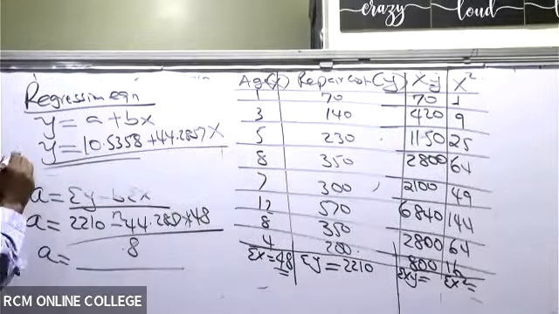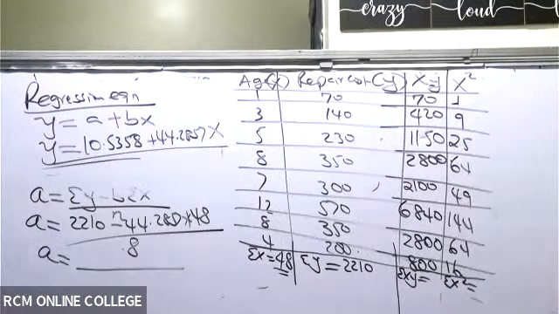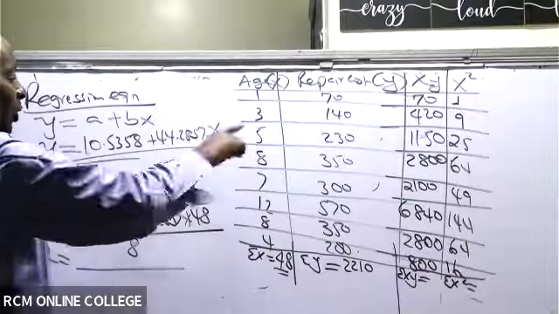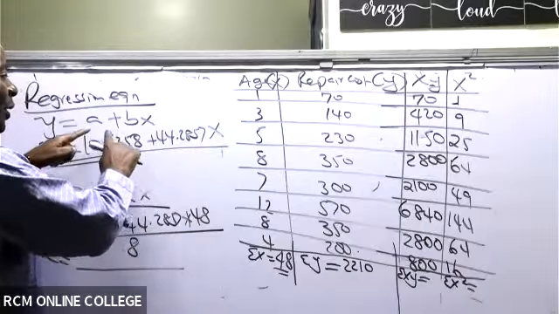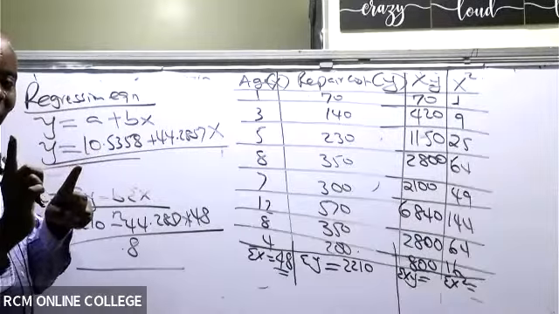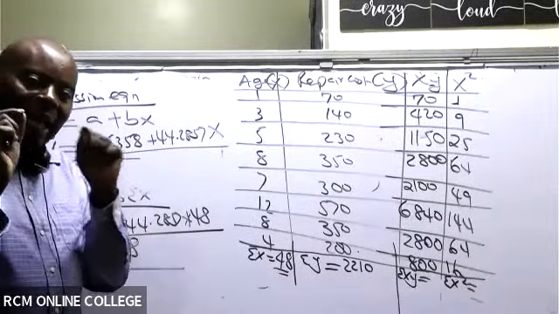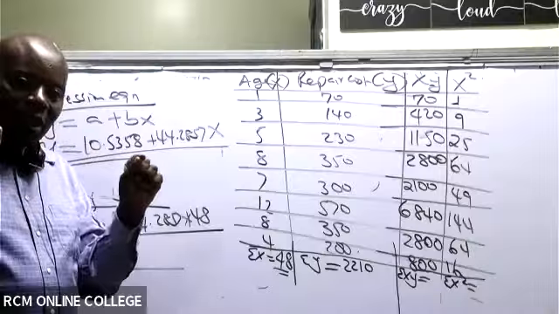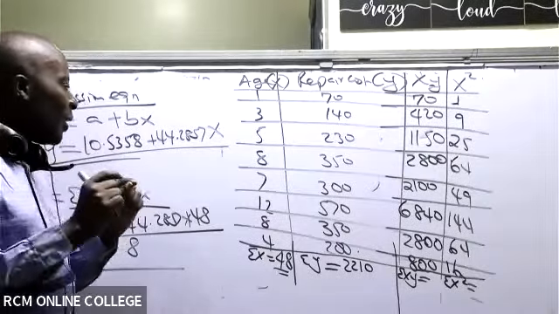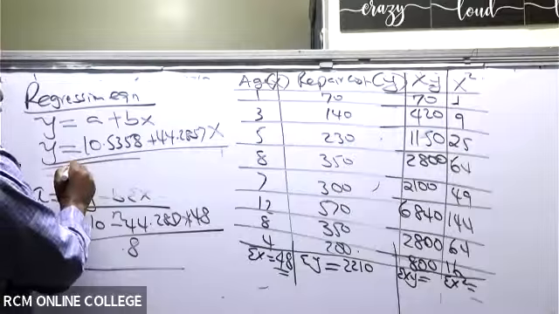So we must reach there. Once we reach there, then we have answered the first question. And remember, in this second question, they want us to interpret the meaning of the coefficients. Remember, all these are repair costs. This A is the fixed cost, the one that does not depend on X. It doesn't matter the age. So we have two types of cost here.